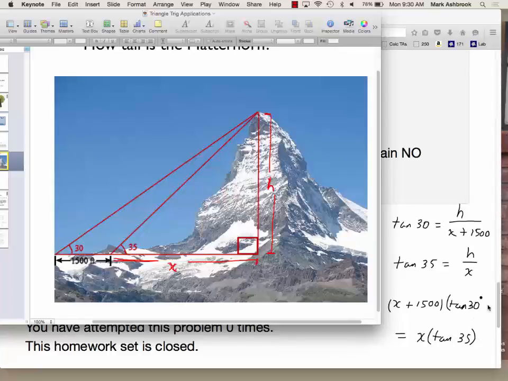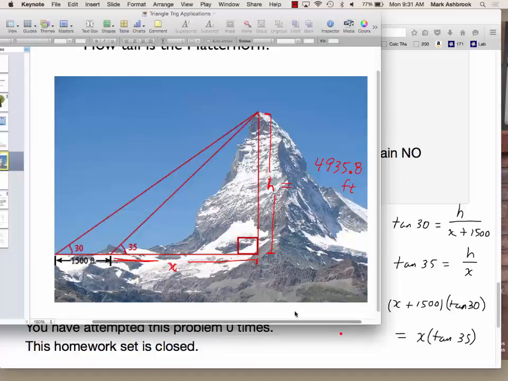You're home free, right? You're home free. You can solve for x, and once you know x, you can go back and get h. I'm going to stop there. You can do it. Did anyone work through that and get an answer? Nice enough. 4,000. Anybody else get that? Anybody else get 4,935.8 feet?